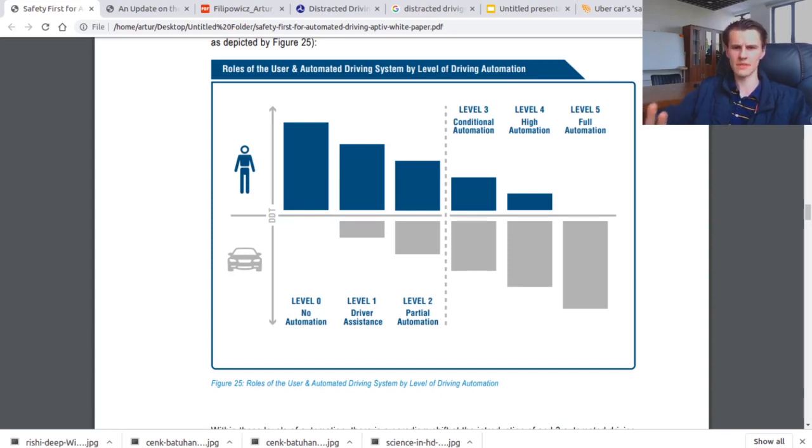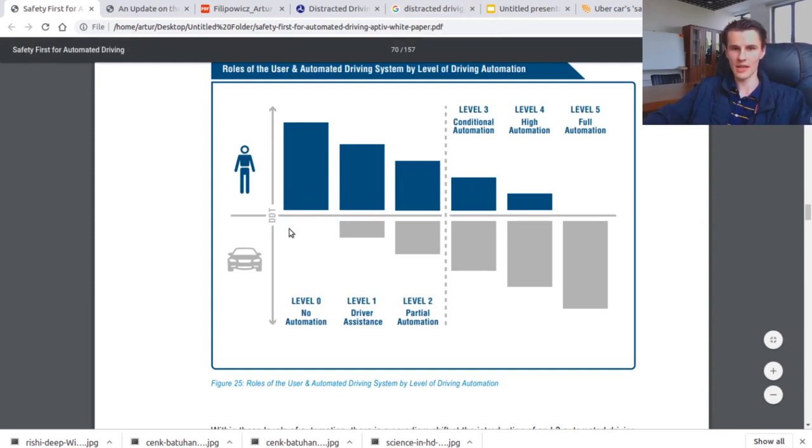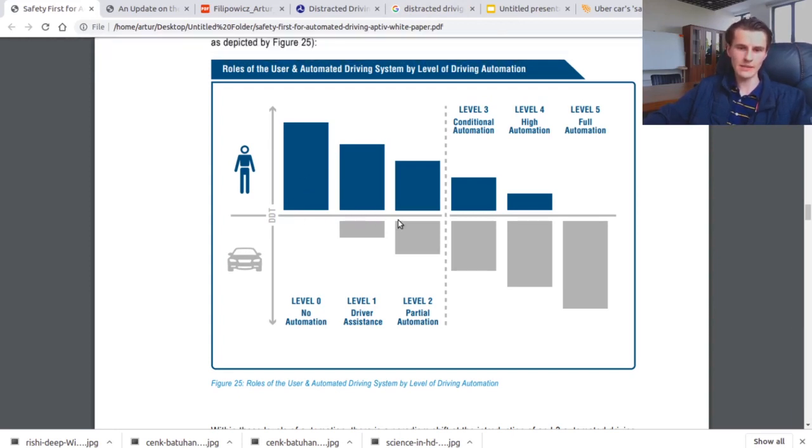And there are 5 levels on this scale, starting at level 0, which is, of course, no automation at all. Level 1 and level 2 being kind of partial automation, kind of driver assistance systems. Things like emergency braking, collision warnings, lane keeping, lane departure warnings. So the kind of systems that are starting to become more and more available on passenger vehicles today.